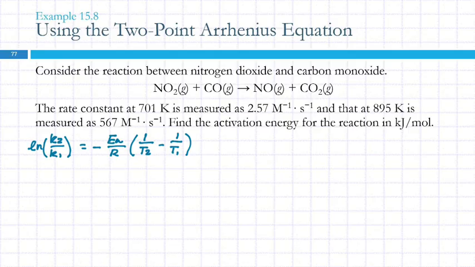Consider the reaction between NO2 and CO. We're given the rate constant, 2.57 per molarity per second, and that's at 701 Kelvin. So these two go together, right? So T1 is 701 Kelvin, and K1 is 2.57.